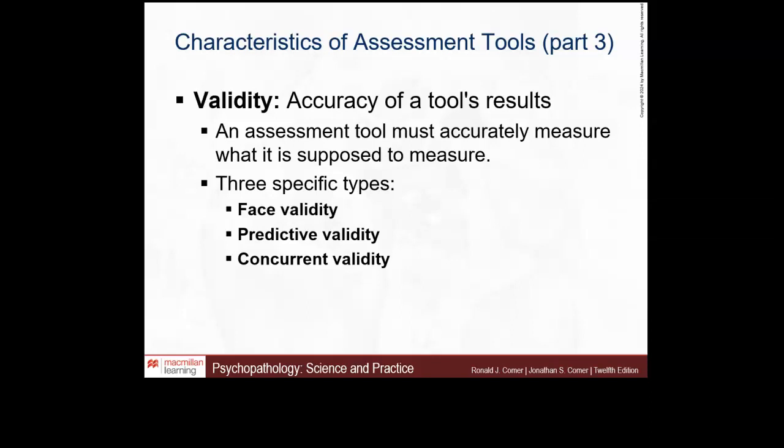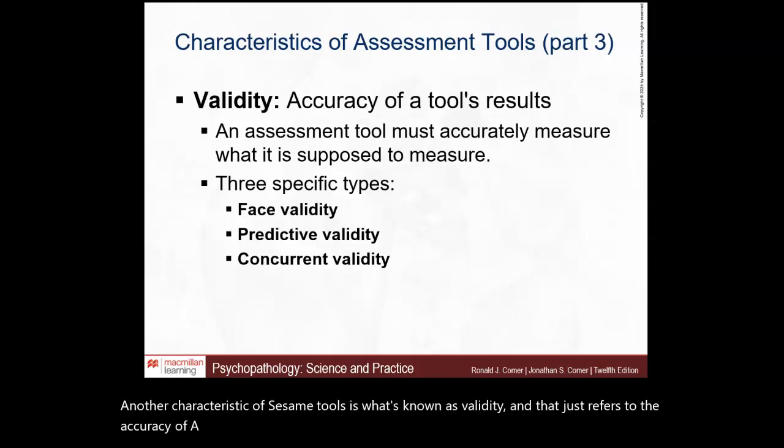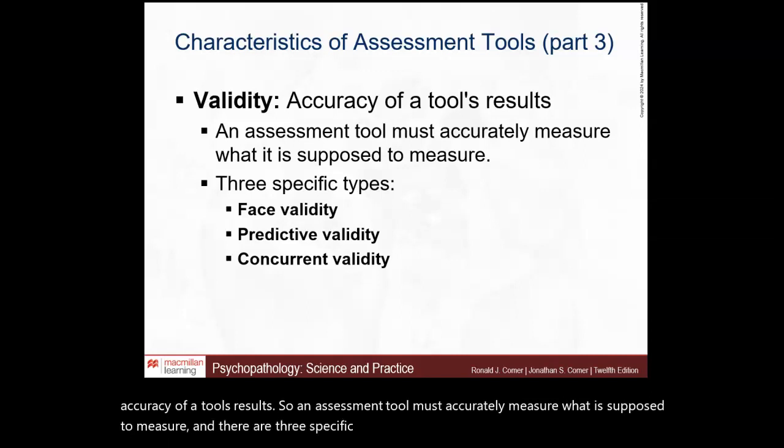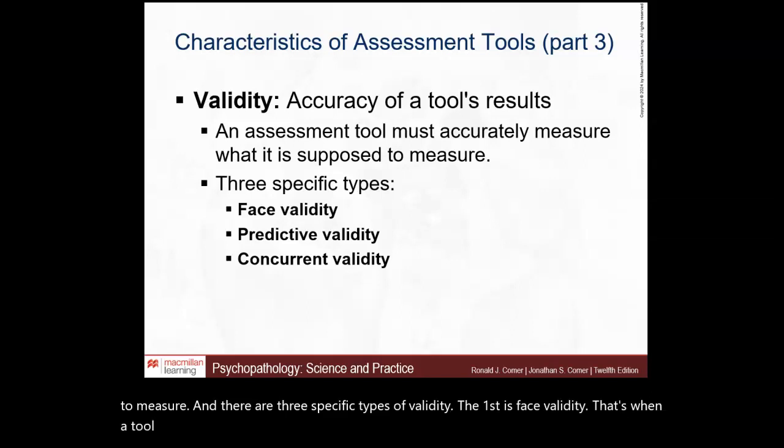Another characteristic of assessment tools is what's known as validity, and that just refers to the accuracy of a tool's results. So an assessment tool must accurately measure what it's supposed to measure, and there are three specific types of validity. The first is face validity. That's when a tool appears to measure what it's supposed to measure. It does not necessarily indicate true validity, though.